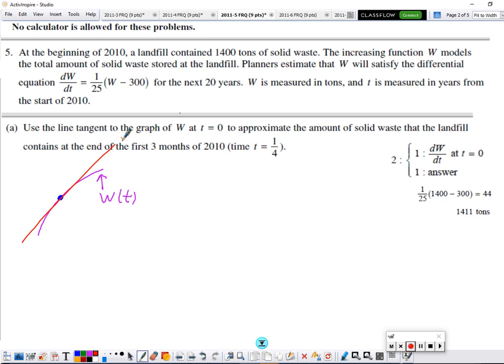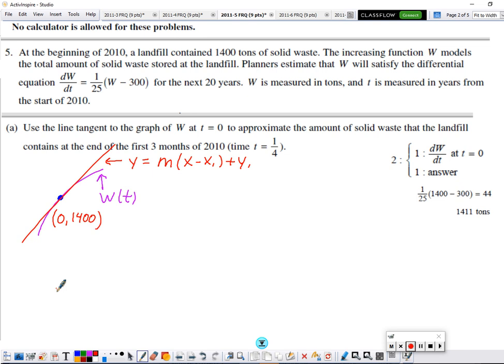So I remember this is going to be y equals m times (x minus x1) plus y1. Use the line tangent at t equals 0, so I write that down. So I need W at 0. They told me that. It's up there, W of 0 is 1,400. To approximate, I can't use a line tangent unless I have the line tangent. So I need this line.